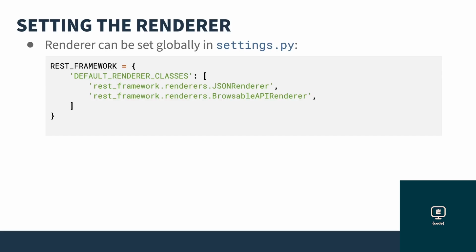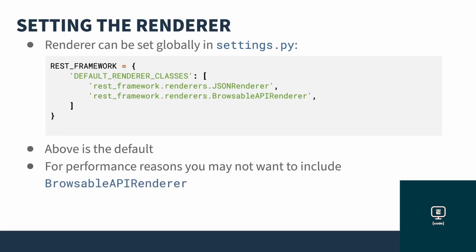You can affect what renderers are used by changing a setting in settings.py. Declare the REST framework dictionary with a default renderer classes attribute, and that specifies what renderers to use. What's showing here is actually the default. If you don't specify anything in settings.py, this will be what you get. This says to use the JSON renderer and then the web API renderer. As I mentioned, curl accepts everything, and because JSON renderer is declared first, this will be what matches.